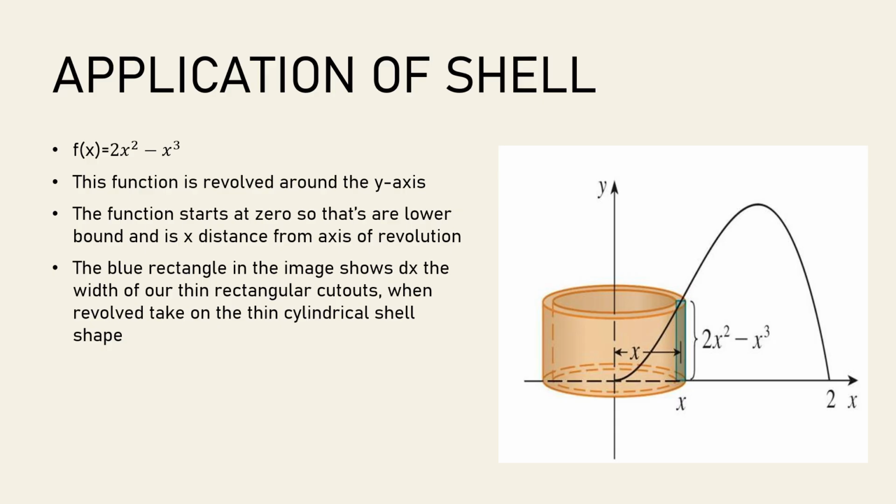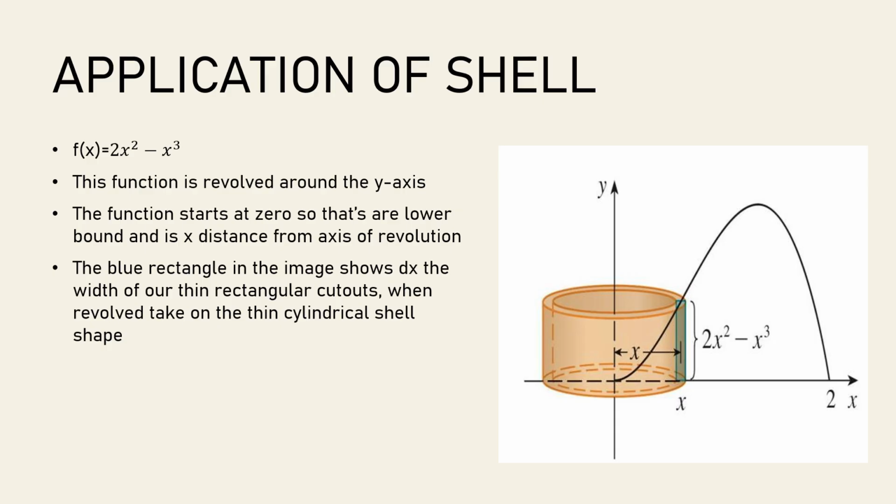So this is the application of the shell method. This shows how the shell method works. The function shown right here, f of x equals 2x squared minus x to the third, is being revolved around the y-axis in our example. And then, like I said earlier, the blue rectangle shows one of our thin slices, and you can visualize the orange circle around it as our cylindrical shell.